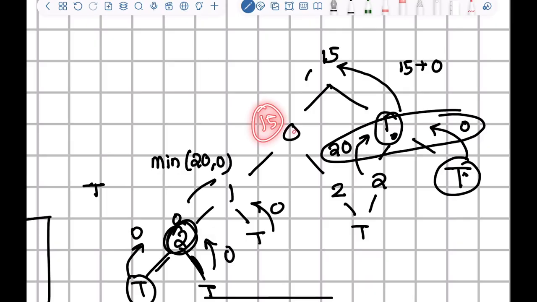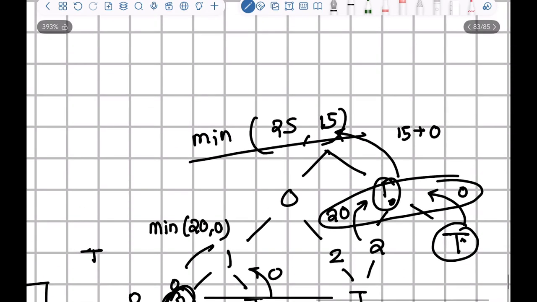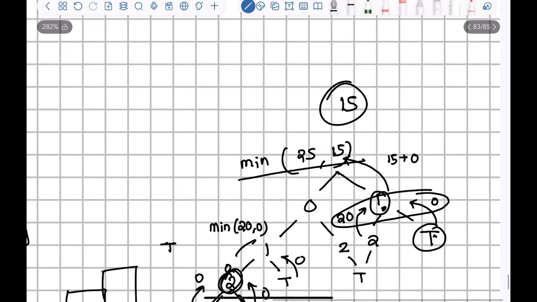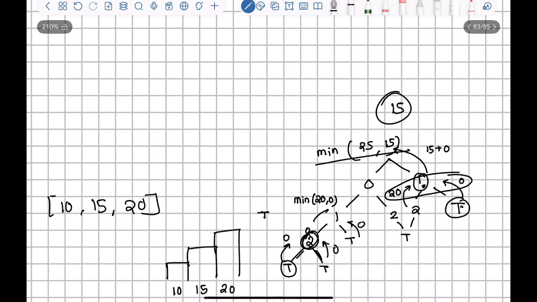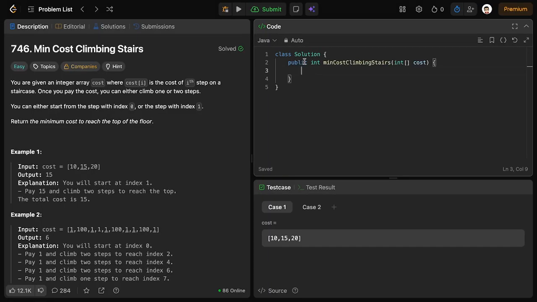So from here I returned 15, plus I took this step, so I returned 15 plus 10, I return 25. So what is the minimum of these two? My answer is 15. So that is how the decision tree is going to work. So let me just code up the brute force for you. It is pretty simple and straightforward.